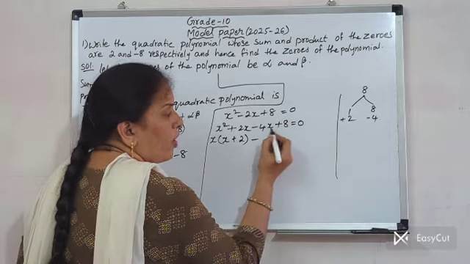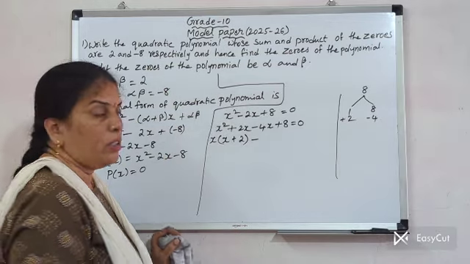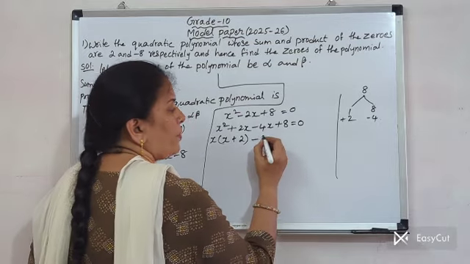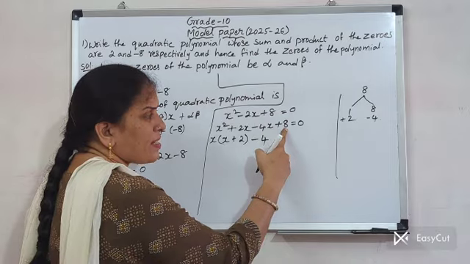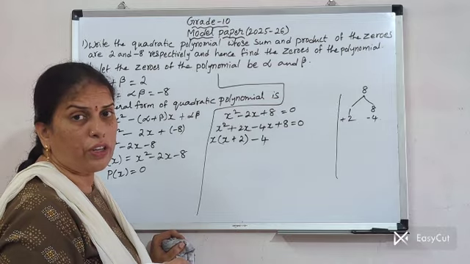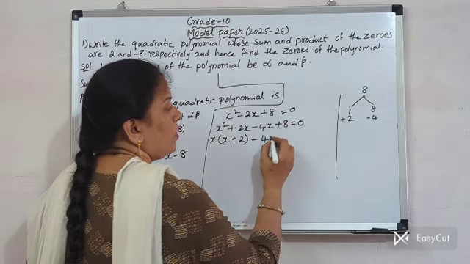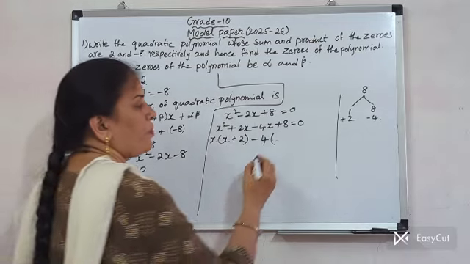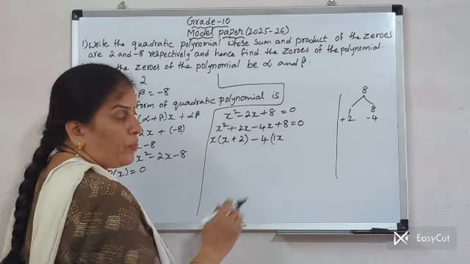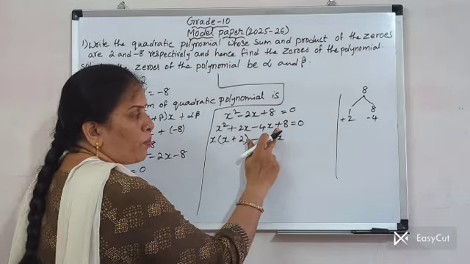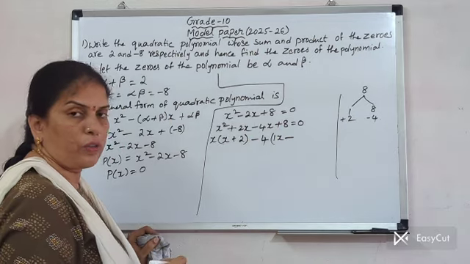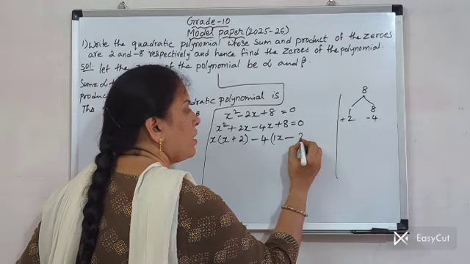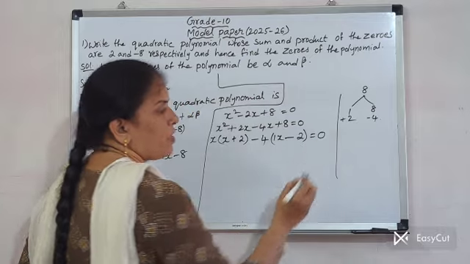Now, 4x and 8, what can we take common? 4. Why? Because both numbers are in the 4 table, both will divide. So, take out 4. Can we take x? Here x is there, here x is not there. So we should not take x common. Only 4. Now, 4 into what gives 4x? 1x. Already I took minus common, so plus becomes minus. 4 into what gives 8? 4 twos are 8.